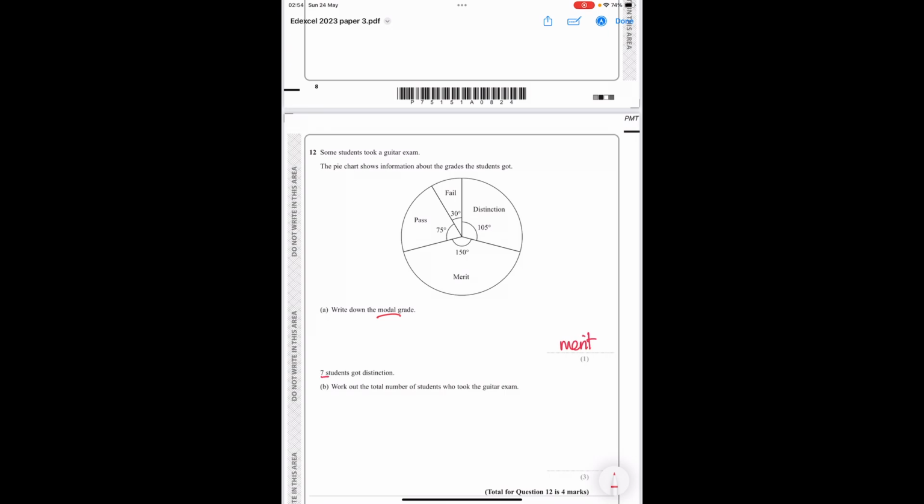7 students got a distinction. Now we can see 7 students equals 105 degrees. Then 1 student would be 105 divided by 7, which equals 15 degrees. Now to find out the total number of students, we would need to do 360 degrees divided by 15, which gives us 24. So there were 24 students in total.